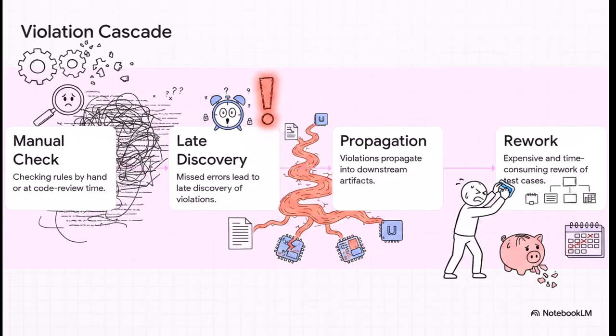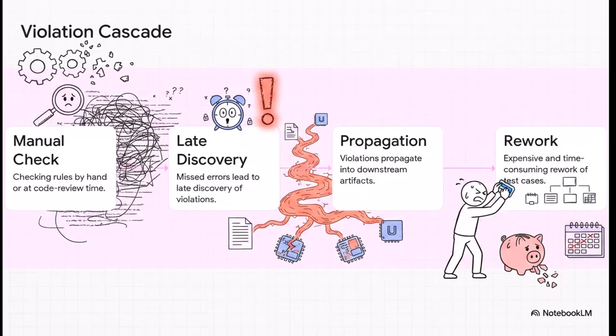Let's actually trace the causal link here. Step 1, you rely on a manual rule check. Step 2, because of the sheer volume and complexity we just talked about, you inevitably miss things, which leads to the late discovery of a violation. Step 3 is where the pain really hits. By the time that code is generated, that guideline breach has already propagated into your downstream artifacts.